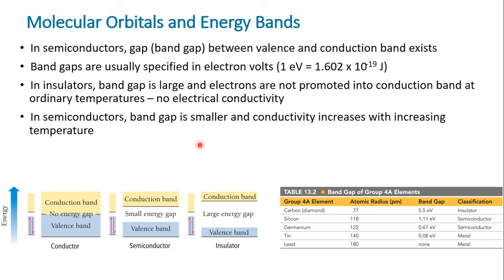With semiconductors, the gap between these bands is small, and so they can conduct electricity. This is especially true at higher temperatures. The higher the temperature, the easier it is for these electrons to move. We can look at this table. Carbon has a big band gap, so it's an insulator. Lead and tin have basically no band gap, so they are very good at conducting electricity. Silicon and germanium have a middling band gap, so these are your semiconductors.